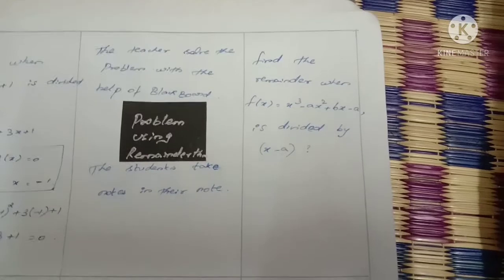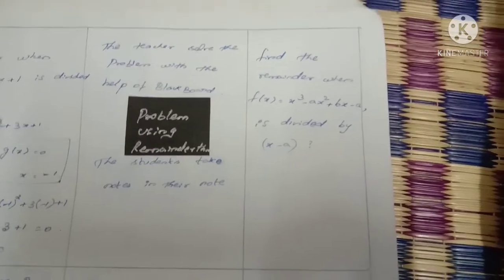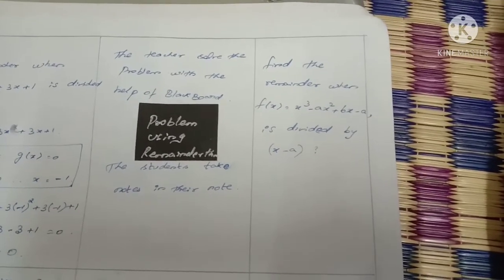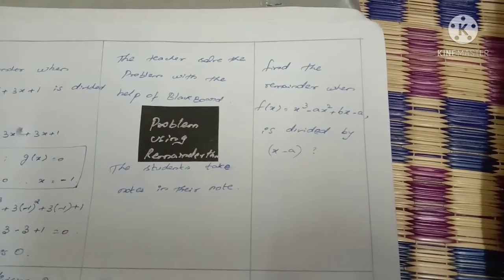In the last box, find the remainder when f of x equal to x cube minus ax square plus 6x minus a is divided by x minus a?